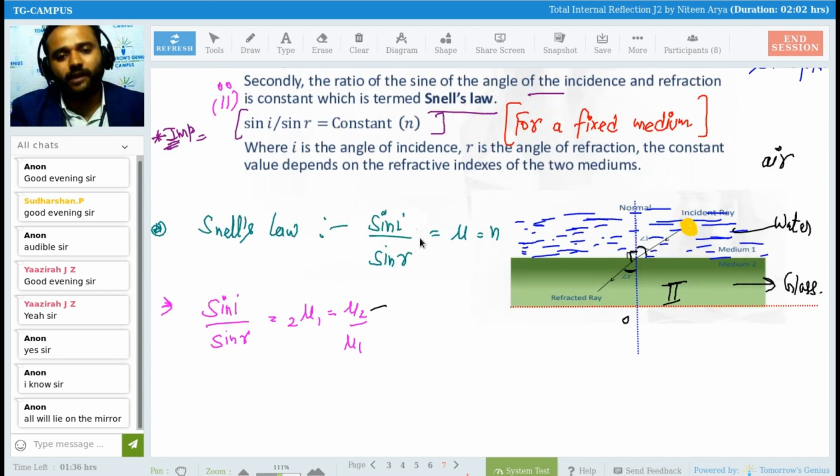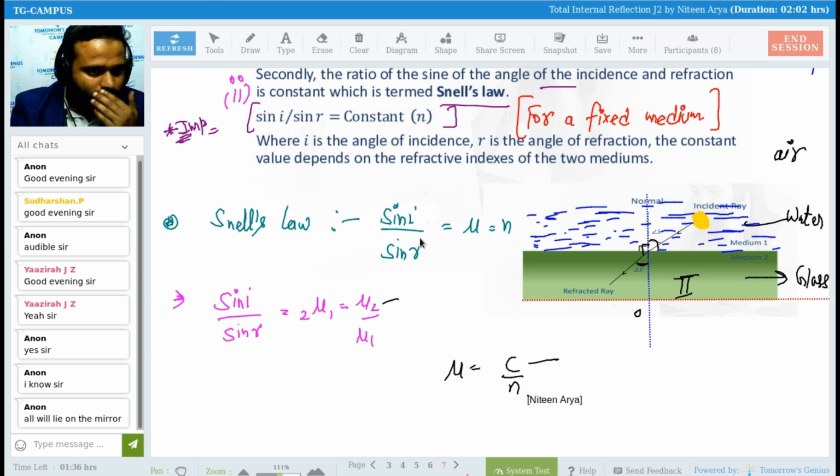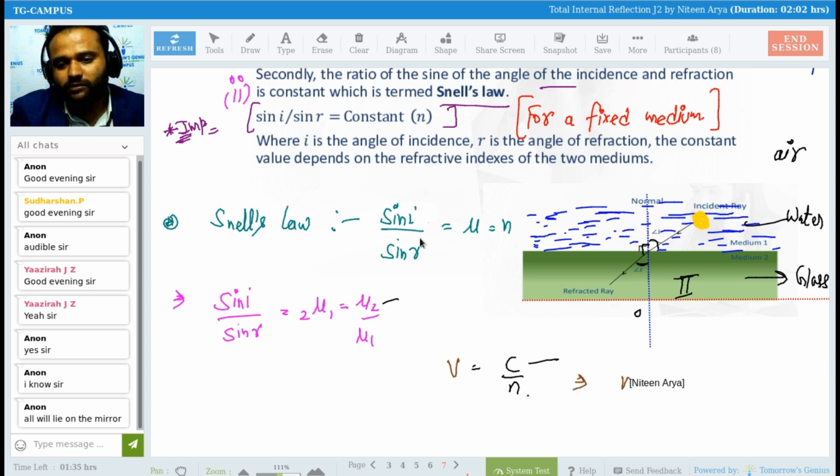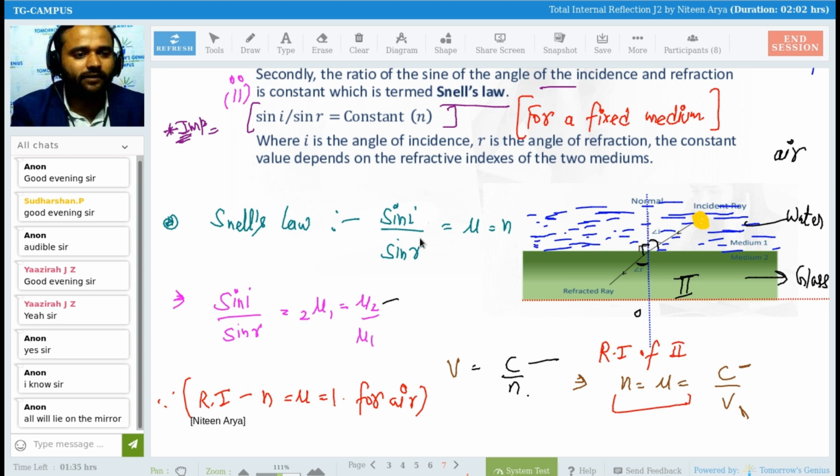If it is simply going from air to any particular medium, then simply mu, and that mu is nothing but c by v, the speed of light in air over the speed in the medium. Again, you can see that n is basically the refractive index. So if I find n from this, or mu, the refractive index, that is c by v, the speed of light in the first medium to the speed of light in the second medium. Because the refractive index n or mu of air is almost 1, 1.001. Okay, is this clear everyone?